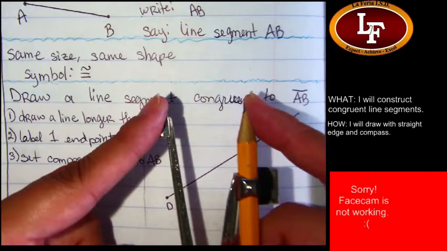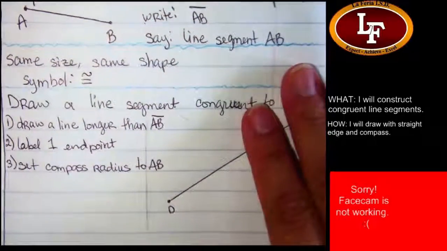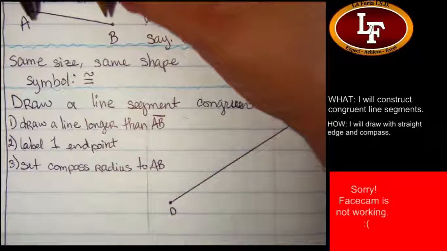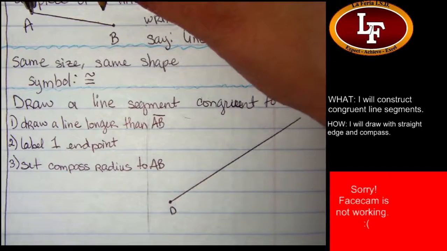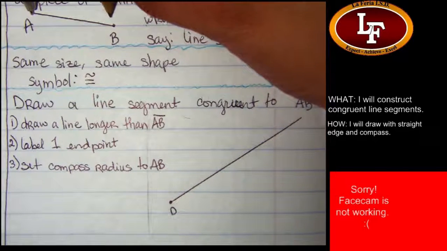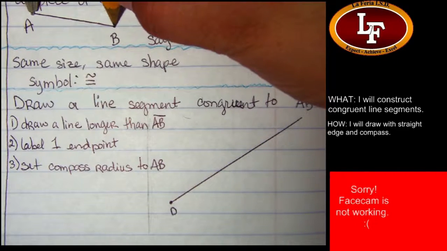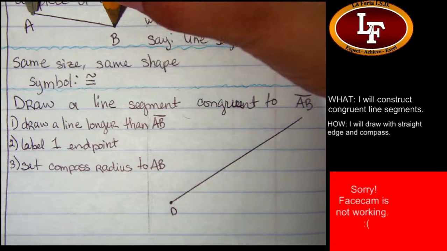Make sense? Yes. So we're going to go back up here to our segment AB, and we're going to set our compass radius to that length, whatever it is, by putting the needle on one endpoint and stretching it or squishing it, however you need to do it, to get the pencil on the other endpoint.